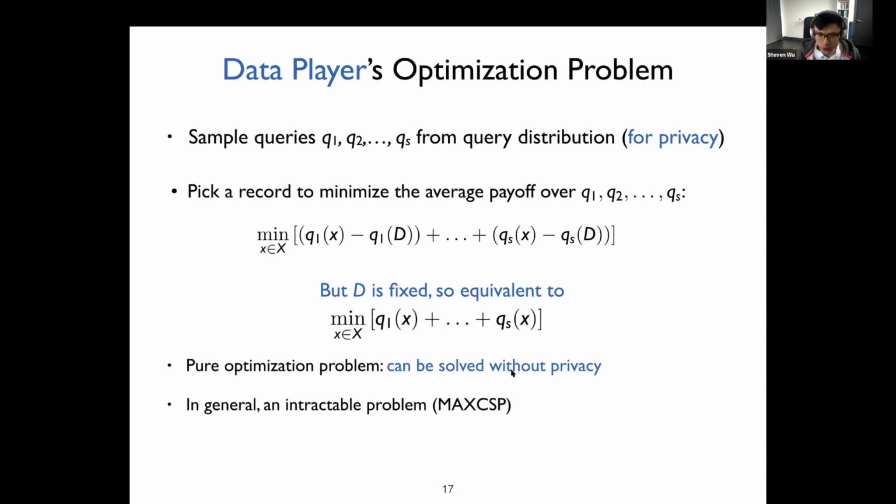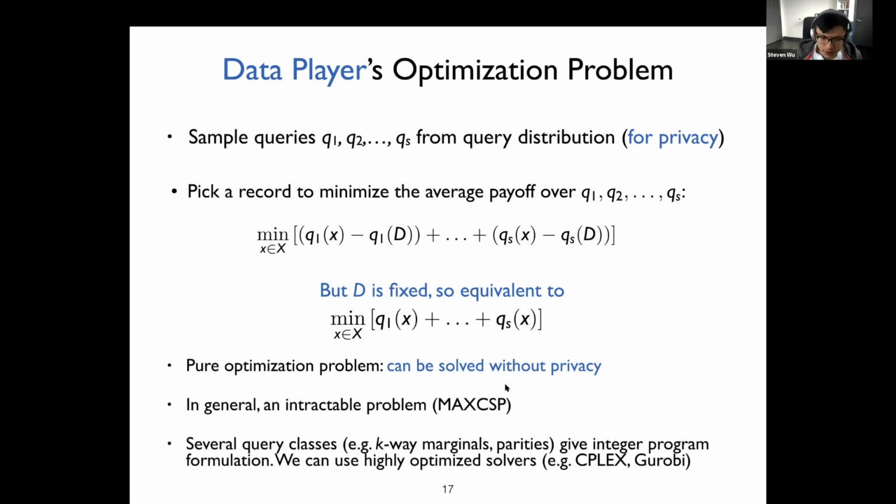In general, we know this is an intractable problem. It can be reduced to many well-established hard problems. And we know it's necessarily the case, otherwise we'd be breaking some impossibility results. But for many popular query classes we might care about, like k-way marginals, this is amenable to integer program formulations. So we can actually solve it by using integer programs, using something like CPLEX or Gurobi. Let me pause here in case there are questions.